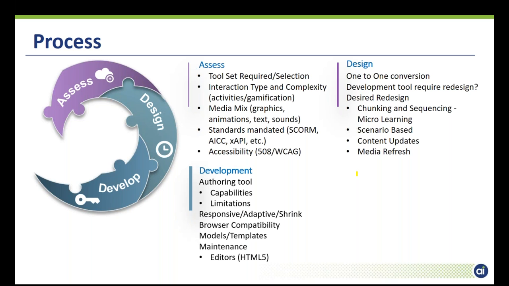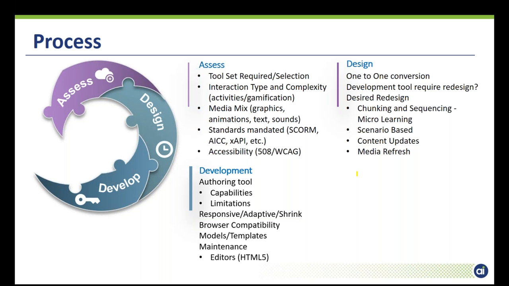In the development phase, obviously, we need to understand the authoring tool. If it's a course that we want to deploy across different types of devices, such as phone and tablet, we're going to look at a couple of different components, responsive and adaptive. They're very different, and I think it's important to know those things. We're going to show you some examples of how those two major types of reformatting frameworks work.